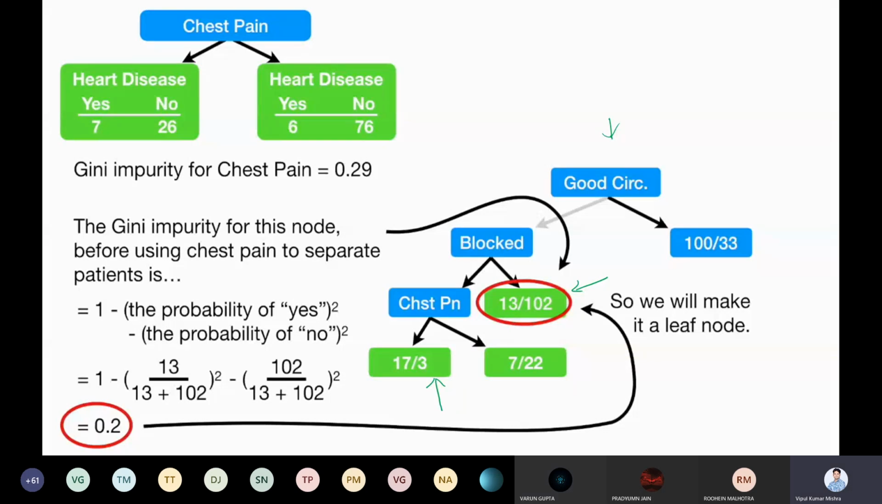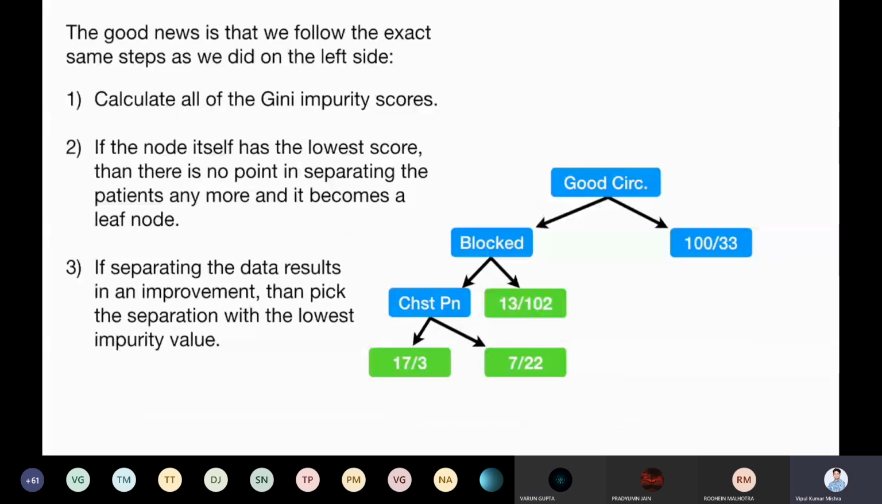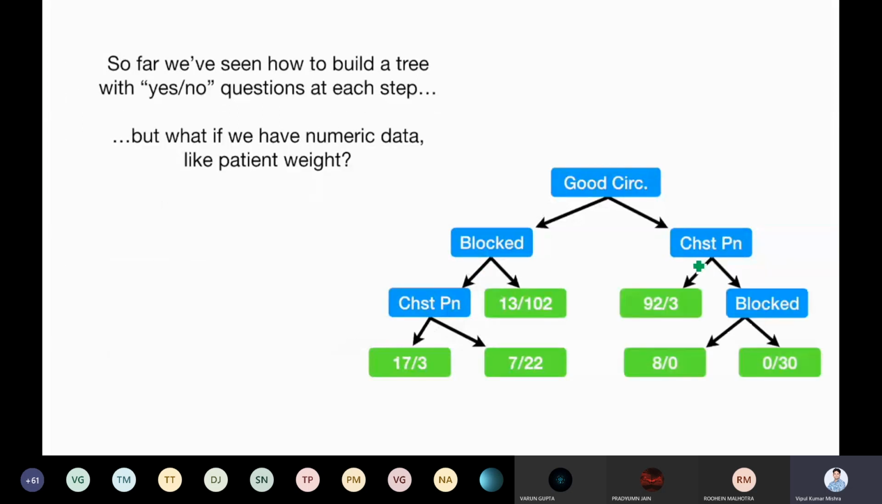Okay, so now we have computed the left part. Similarly, we have done the same analysis on this part as well. Once you do the same analysis, you find that for yes, blocked arteries have more Gini score, but for no, chest pain has more Gini score. So here it is divided on chest pain. It doesn't mean that whatever is on this side will be on that side. It depends upon the data that remains here.